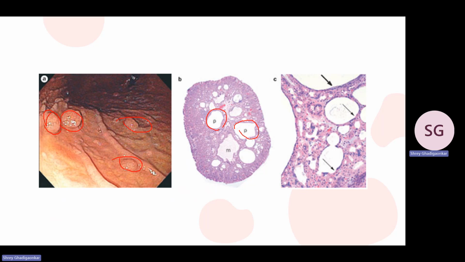And they may be lined by parietal cells. So the P stands for parietal and the M stands for mucous cells. And in the C image, we have a high power histological view, which shows the flattened parietal cells over here, this region, and the mucous cells in this region. And over here, it's parietal cells as well.